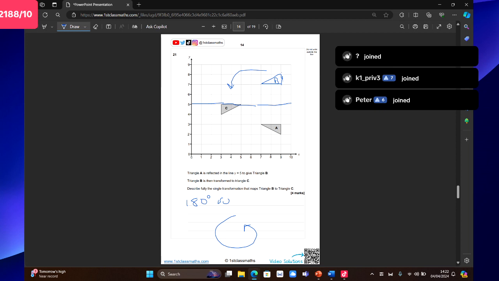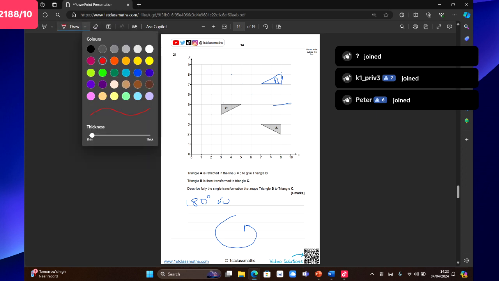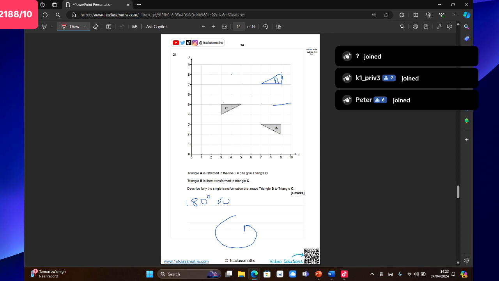Or actually, no. I can do a reflection in this line here. I can do a reflection in this line here, if I'm not mistaken. So one, one, one. Oh no, I can't. Sorry, ignore me. No, I can't do that. Actually, sorry. So it's going to be a 180 degrees rotation.